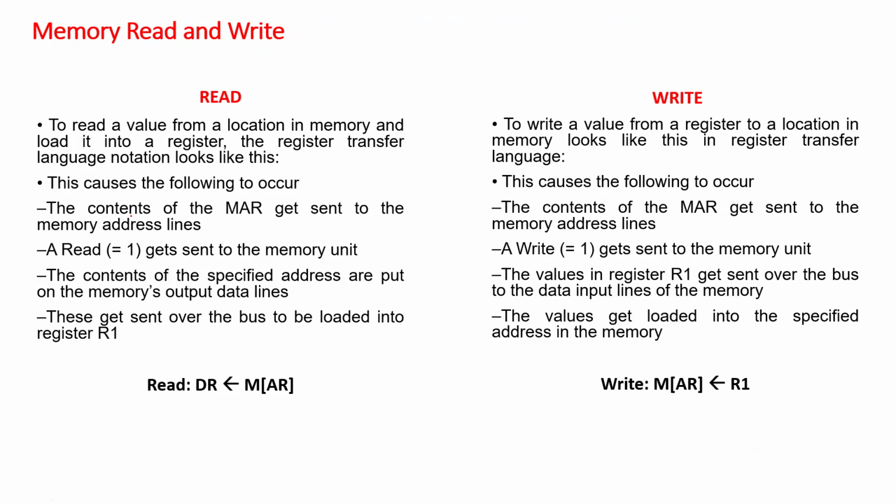So finally what is going to happen here? The contents of the memory address register get put onto the memory address line. And if read is enabled, then it will be sent to the memory unit. If read is not enabled, then it will not transfer the information to the memory unit. The contents of the specified address are put on the memory output data lines. Here we'll have the data bus also, and this will be sent over the bus to be loaded into the register R1.